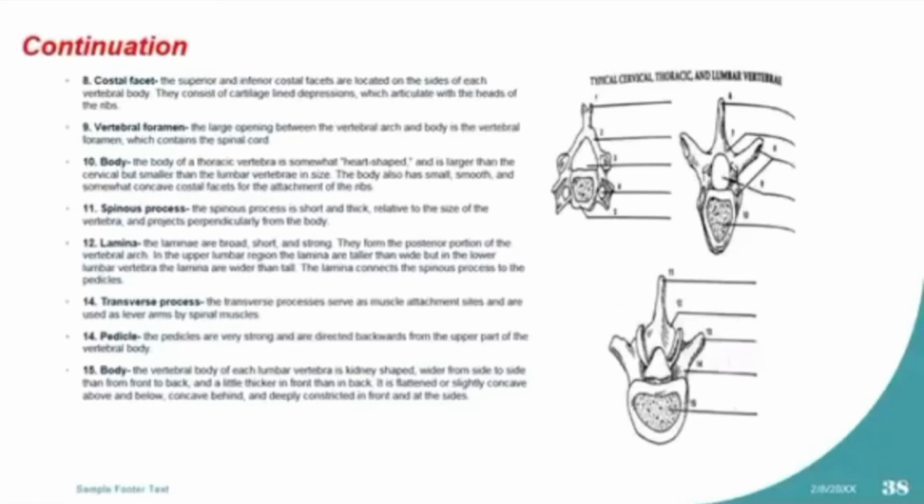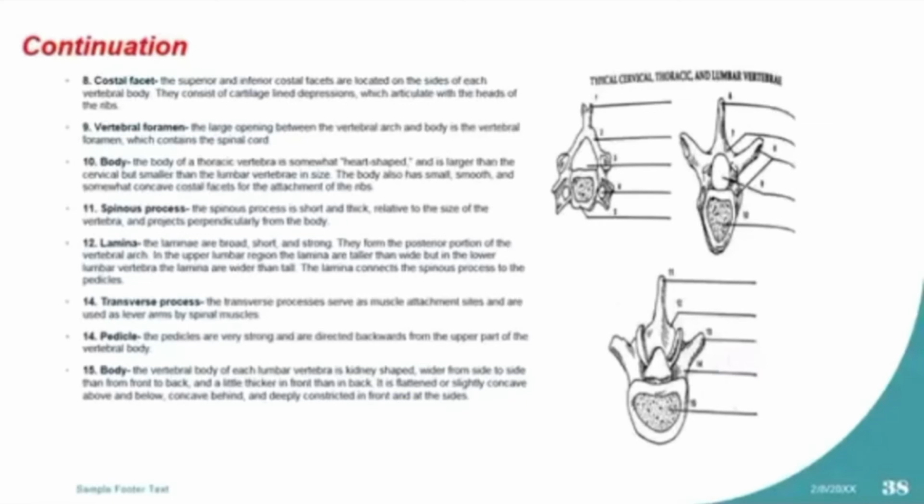So number 11 is your spinous process. The spinous process is short and thick relative to the size of the vertebra and projects perpendicularly from the body. So lamina, I discussed it earlier. Number 14 is your transverse process. The transverse process serves as muscle attachment sites and is used as lever arms by spinal muscles. Number 14 is your pedicle. The pedicles are very strong and are directed backwards from the upper part of the vertebral body.